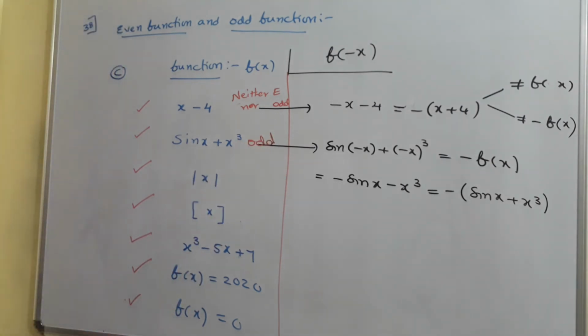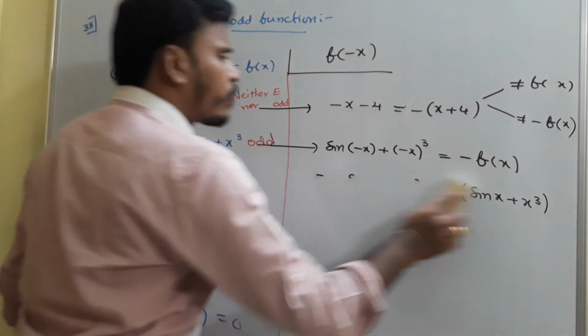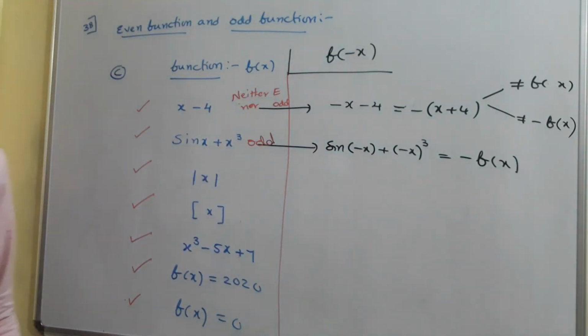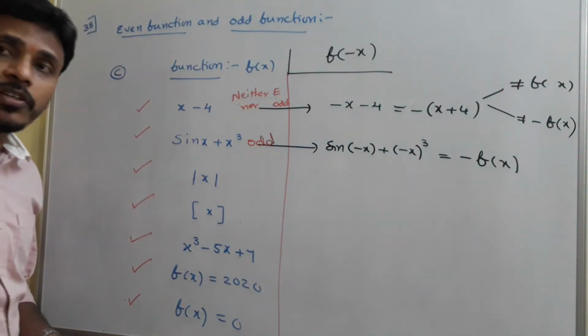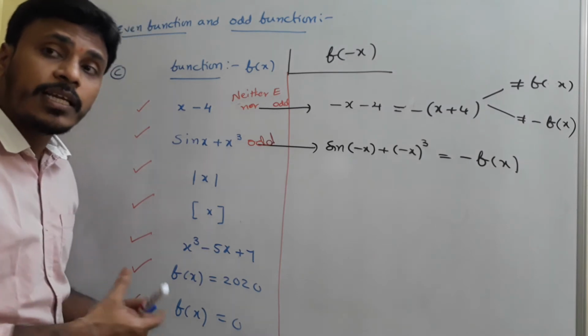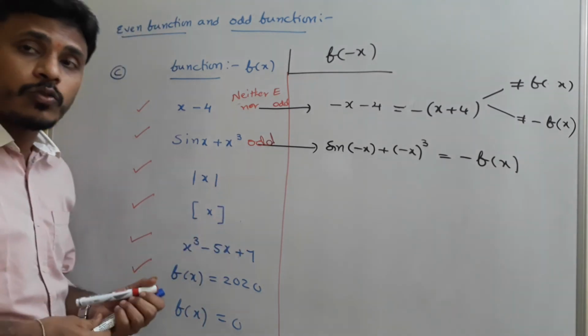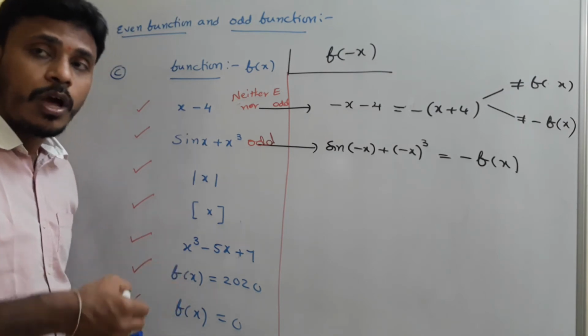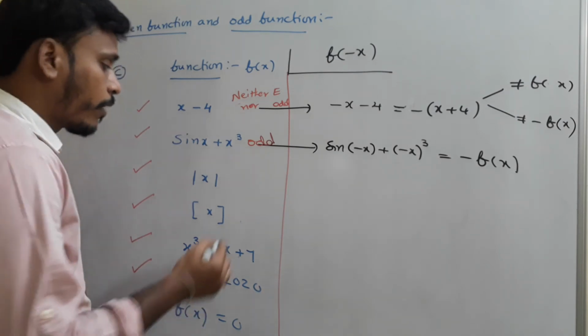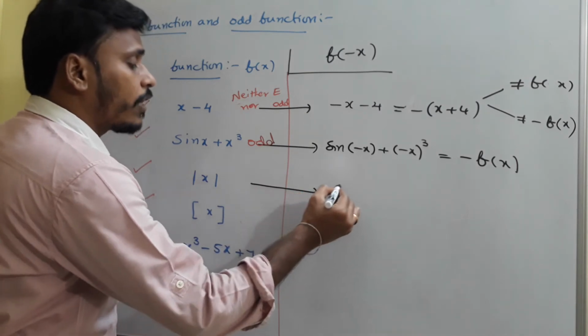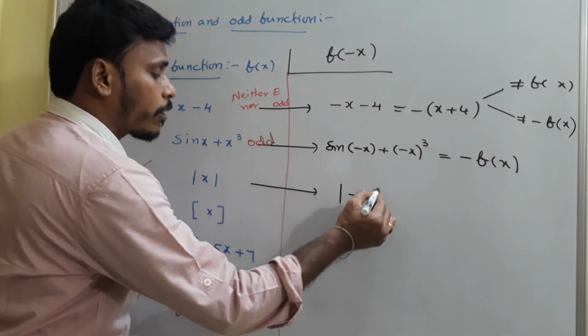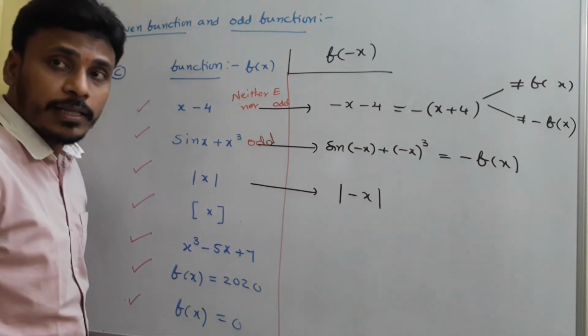And then we need to think about modulus of x. As we are familiar with modulus, modulus of 3 is 3, and modulus of minus 3 is also 3. So the modulus function always gives you positive values, whether your input is positive or negative. So I need to check whether it is even or not by replacing x with minus x. Modulus of minus x.